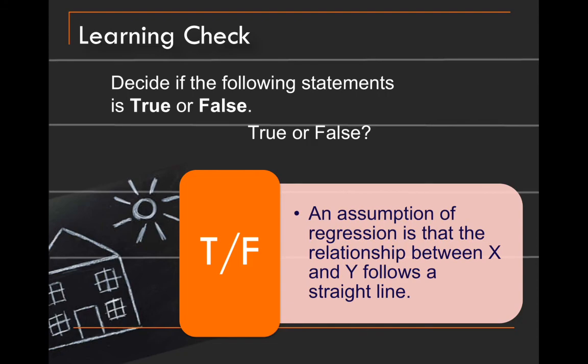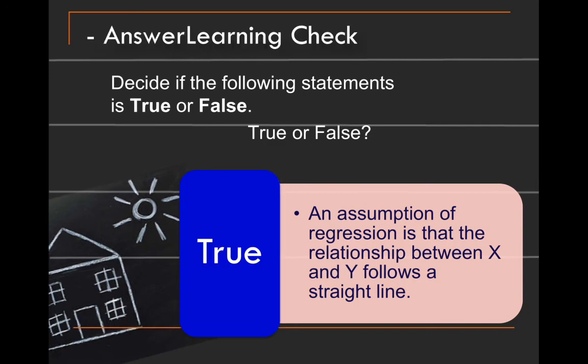Okay, how about this one? An assumption of regression is that the relationship between x and y follows a straight line. So do you think that's one of the assumptions of regression? It is. An assumption of regression is that the relationship between the x variable and the y variable follows that straight line. That's what regression is versus correlation.